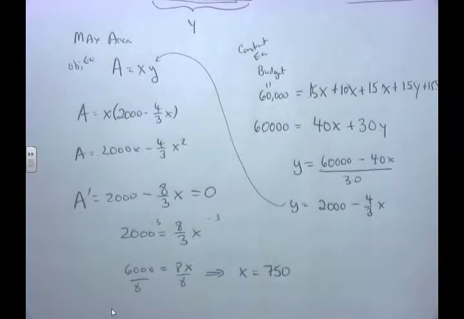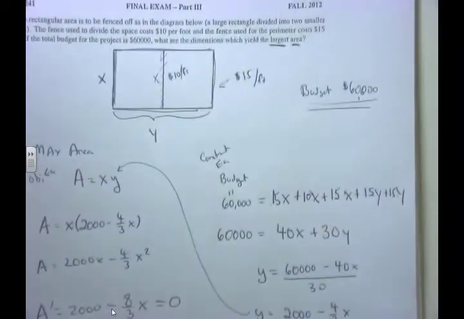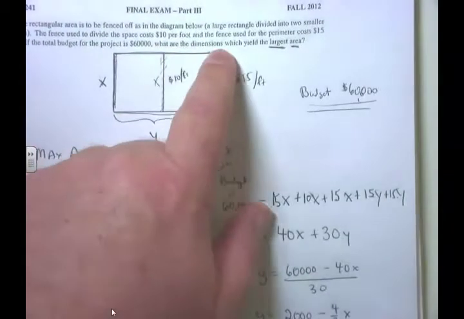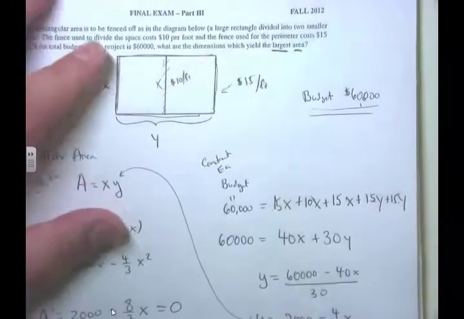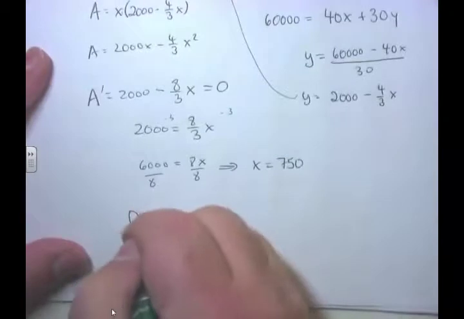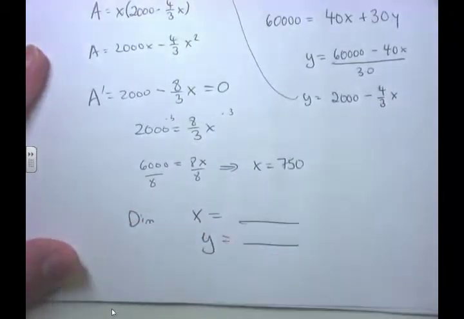Are we done? Lord, no. Last step. Step number 6 is go back and read the problem and make sure you answer their question. I know I should make x 750, what are my units on this? Feet. So everything's cost per foot there. So here we go. What was the question? What are the dimensions that yield the largest area? The question is about dimensions. What are the dimensions of this thing? The dimensions are x by y.